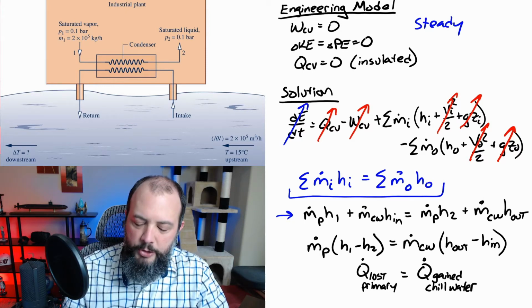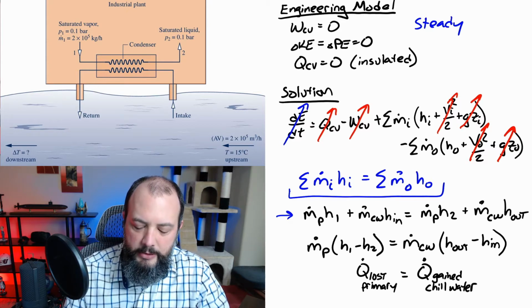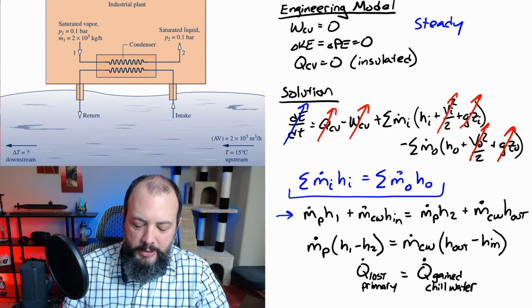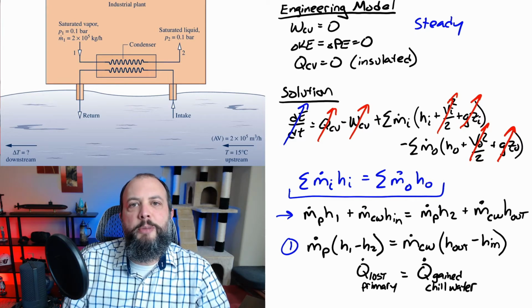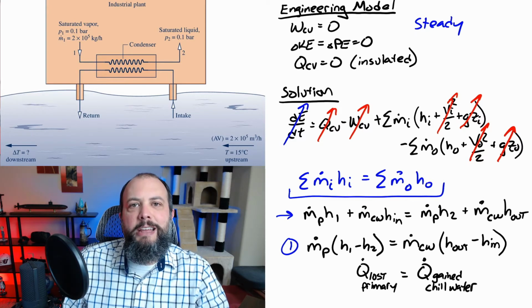And then in the next step, I'm going to rearrange these terms so that I get mass flow rates for the same fluids together, so that I've got the primary system on the left and then the chill water or river water system on the right. And then a way to visualize equation 1 is to recognize that m dot delta H is equal to Q. So what we're doing here is we're setting equal the heat lost by the primary system to the heat gained by the river water.